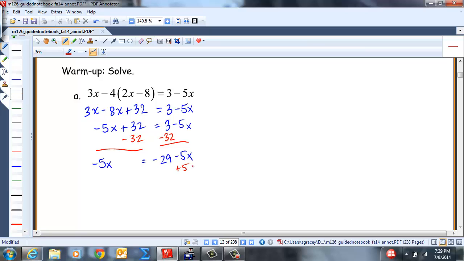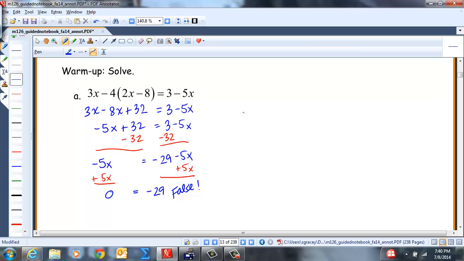adding this 5x to both sides, oh, something a little creepy's going on here. Notice this will zero out, so you actually get 0x, which is 0, and supposedly this is equal to negative 29, and that, of course, is false.